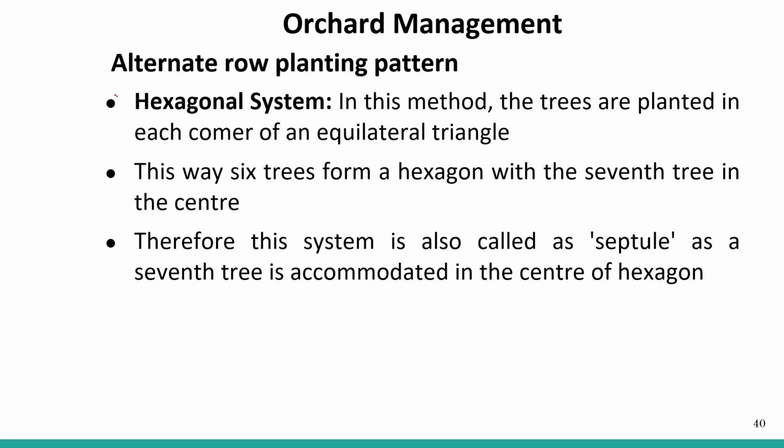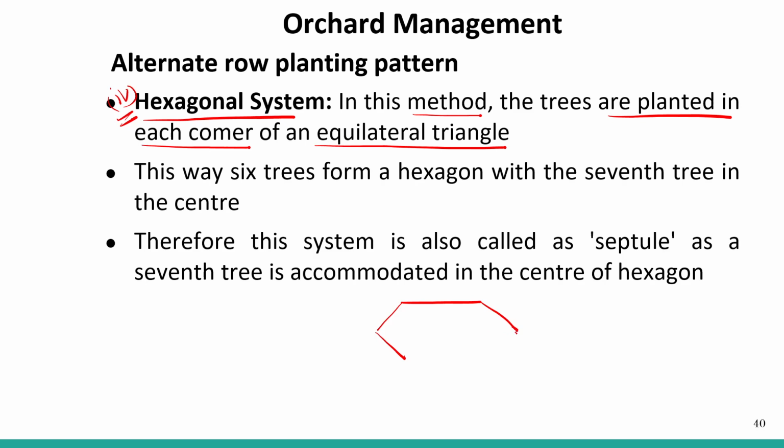Now, the fourth one, that is the hexagonal system. In this method, the trees are planted in each corner of an equilateral triangle. So hexagonal, if we draw it like this. In this method, the trees are planted in each corner of an equilateral triangle. This way, 6 trees form a hexagon with the 7th tree in the center.